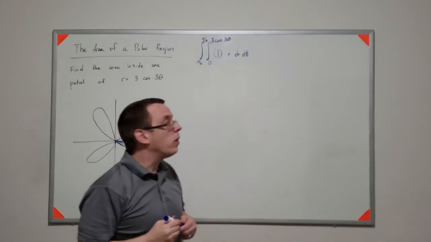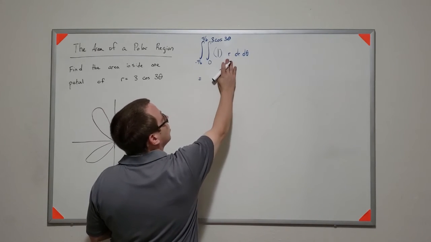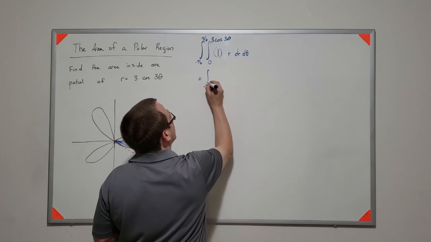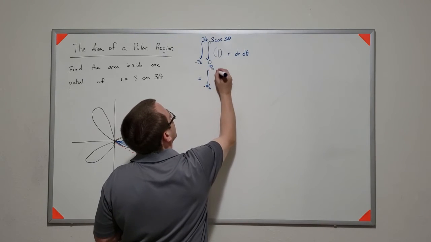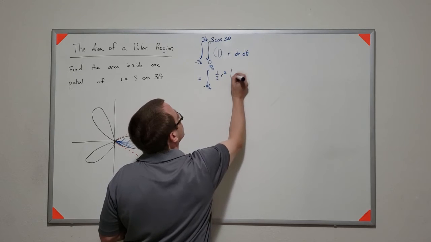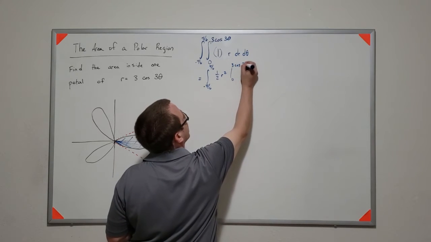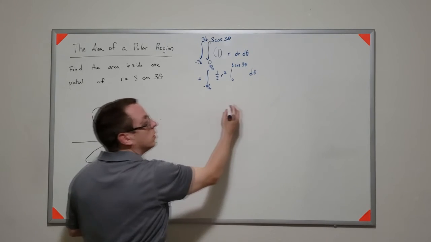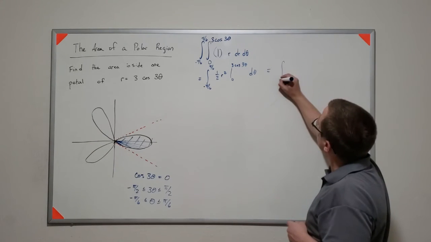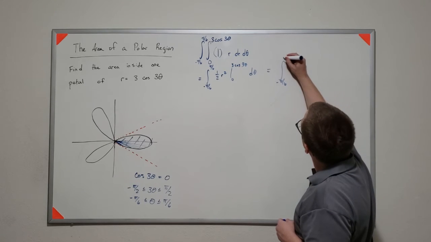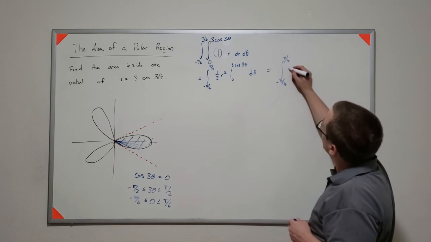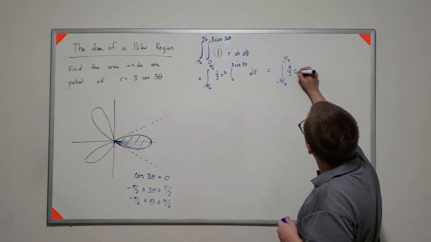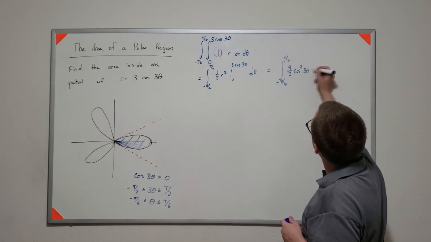And so when we integrate this, well, the antiderivative of r is just 1/2 r squared, from 0 to 3 cosine 3 theta, which looks like it'll be 9/2 cosine squared 3 theta d theta.